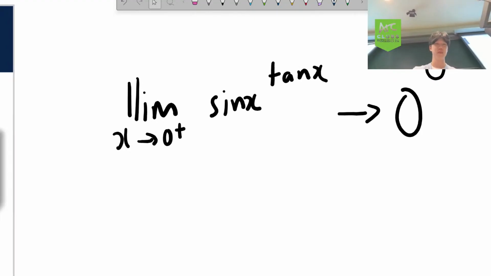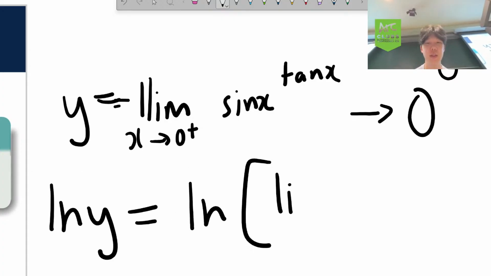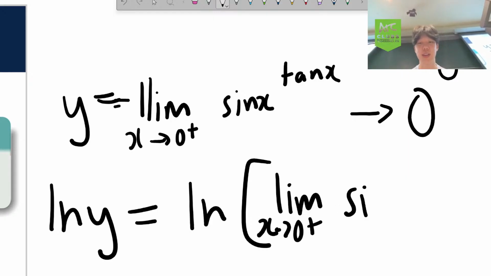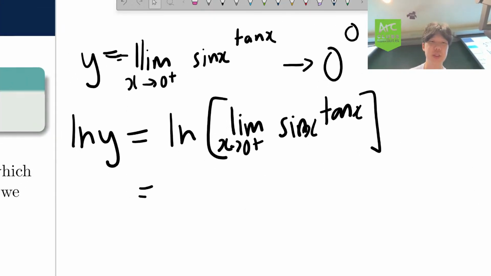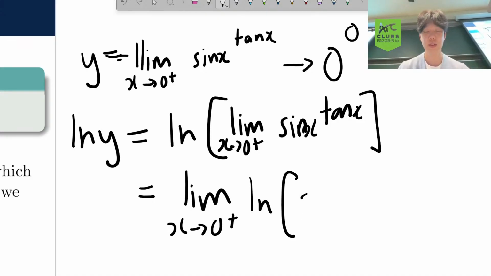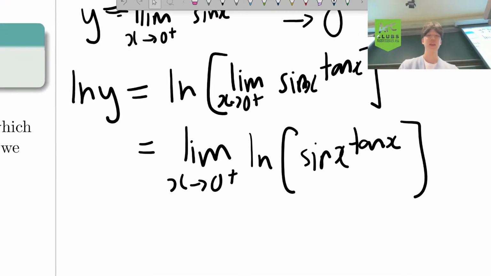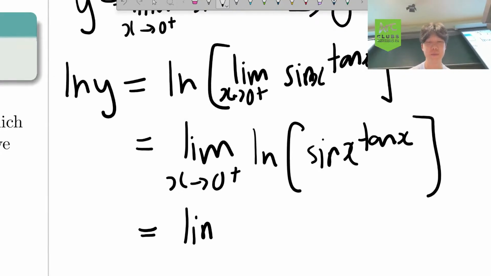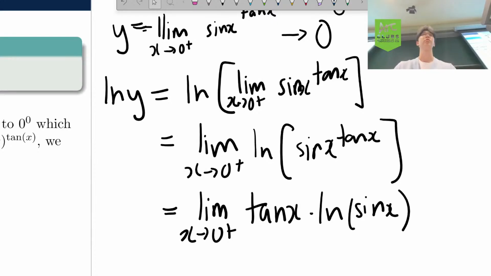So what we can do instead: if I let y equal this limit here, I can take the log of both sides such that it becomes ln of the limit as x approaches 0 positive of sine x to the tan x. A property of limits allows us to just jump the limit to the inside here. So it's the limit of ln of sine x to the tan x. And we know from a property of logs that anything on the power jumps to the front. Are we all good so far with what I did?